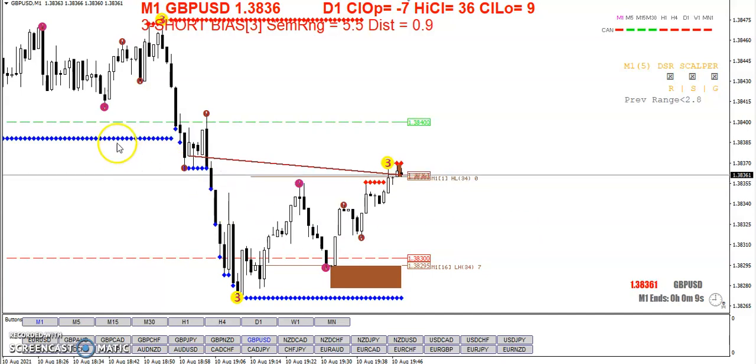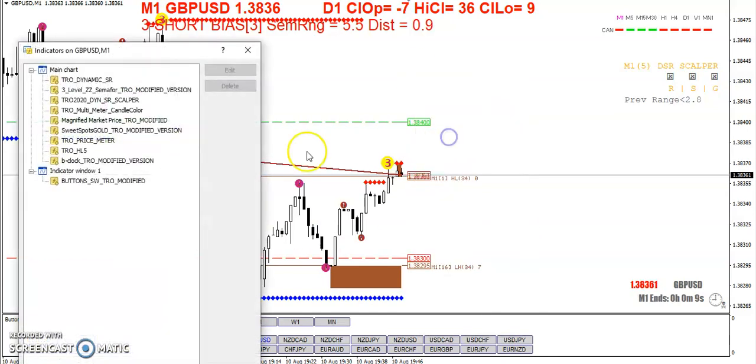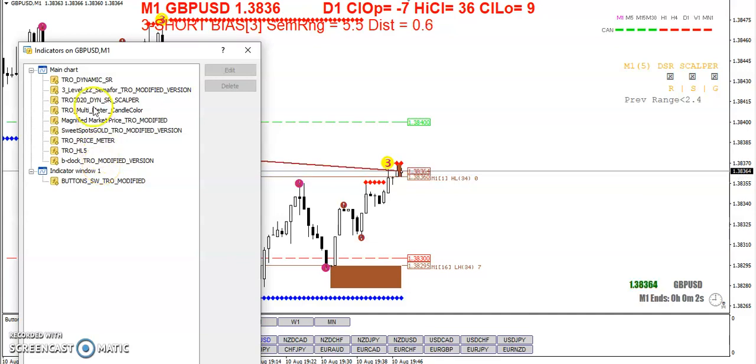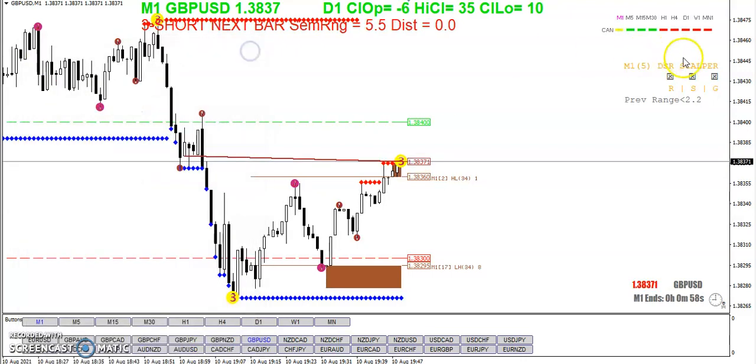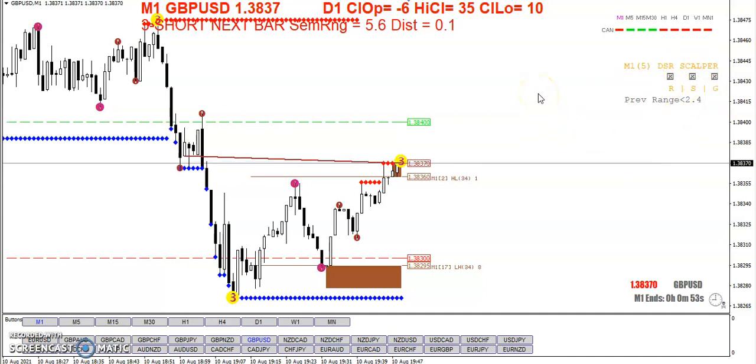Oh, if you're wondering what the diamonds are, that's the TRO dynamic support resistance indicator, because this is using a dynamic support resistance scalper 2 to show trades, just in case you were wondering.